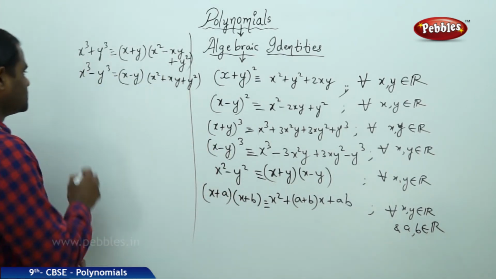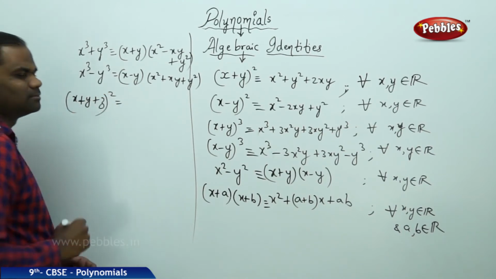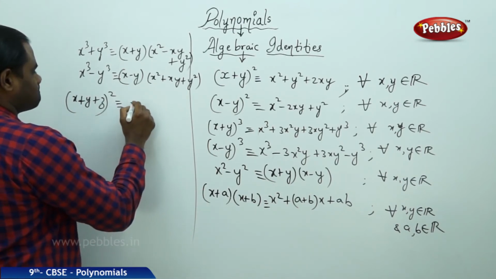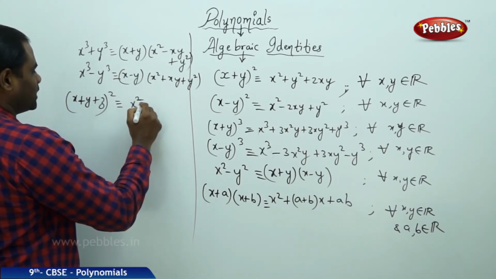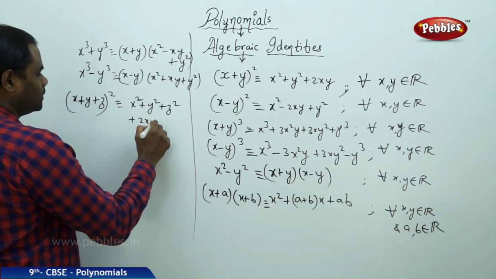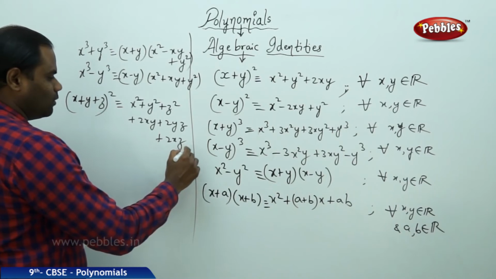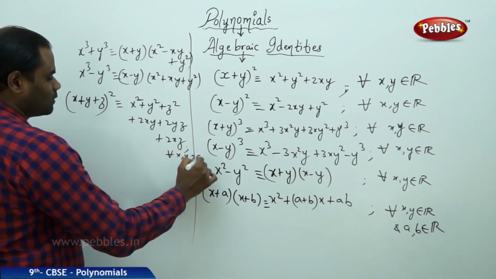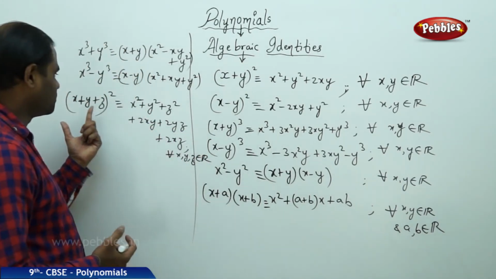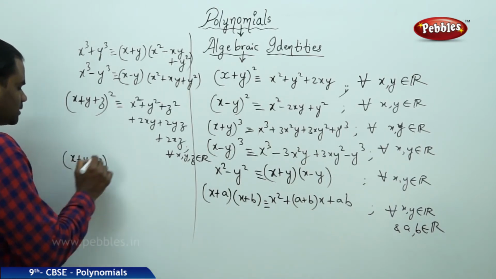What if I have three variables introduced, x, y, z whole square? Then this can also be identified as an algebraic identity: x square plus y square plus z square plus 2xy, 2yz, 2xz for all the real numbers x, y, z. That is how I identify the identity for x plus y plus z whole square. What if I have x plus y plus z whole cube?